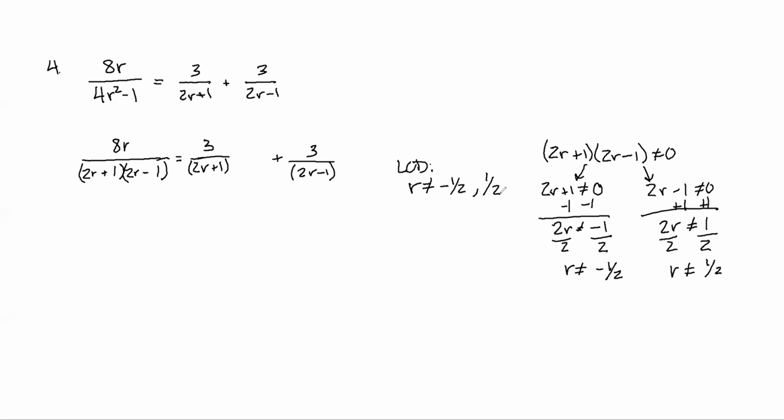Now let's go ahead and figure out our LCD. We have a 2r plus 1 that occurs once in each of these fractions. So we need to include one 2r plus 1. And we also have one 2r minus 1 that is included in each of these two. So we need to include one of those.